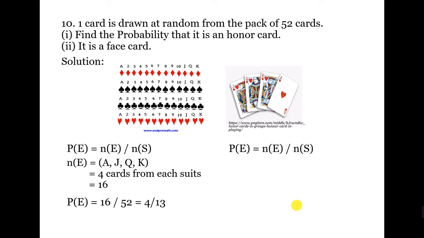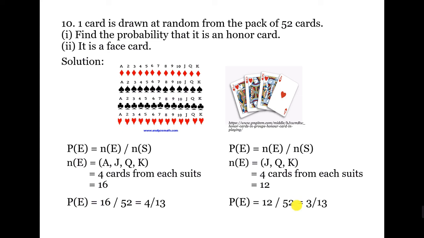So for the second requirement, we will use the same procedure as the first requirement. The total events of the face card are equal to 12. Then we substitute it to the formula. Therefore, the answer is equal to 3 all over 13, or approximately 24% of total cards.